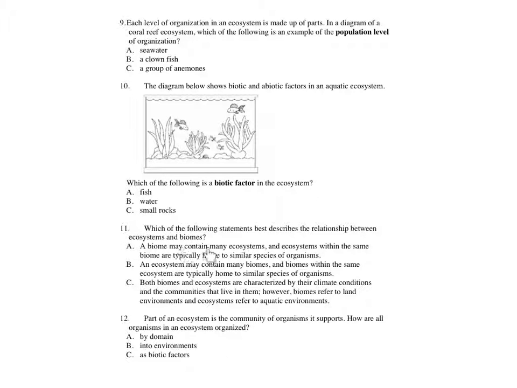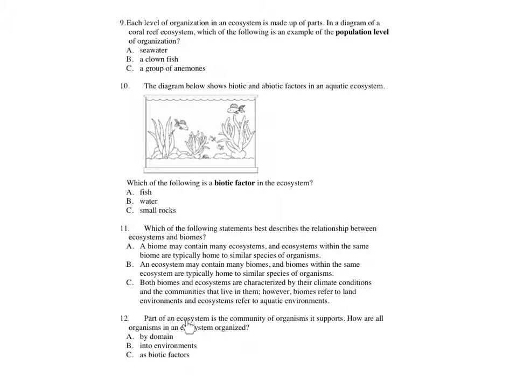Number 11. Which of the following statements best describes the relationship between ecosystems and biomes? A. A biome may contain many ecosystems, and ecosystems within the same biome are typically home to similar species of organisms. B. An ecosystem may contain many biomes, and biomes within the same ecosystem are typically home to similar species of organisms. C. Both biomes and ecosystems are characterized by their climate conditions and the communities that live in them. However, biomes refer to land environments and ecosystems refer to aquatic environments.